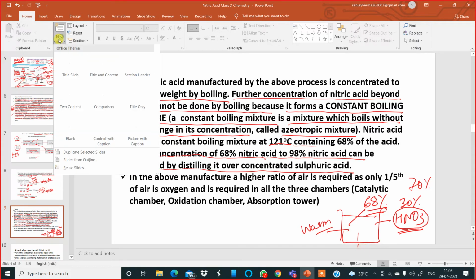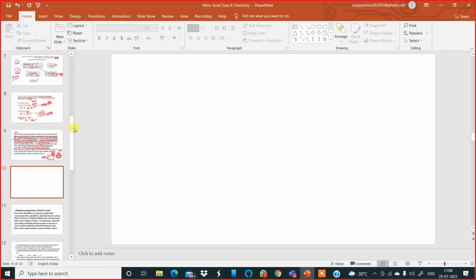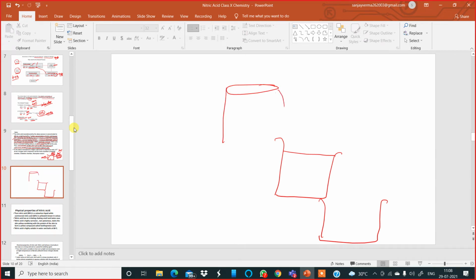Let me explain it by introducing a slide over here. In this situation, what we do is we take sulfuric acid in a container like this. We keep an empty container over here, and from here we pour 68% nitric acid. We pour it on this concentrated sulfuric acid.